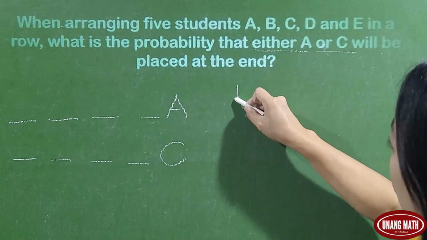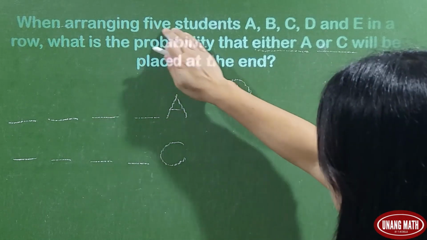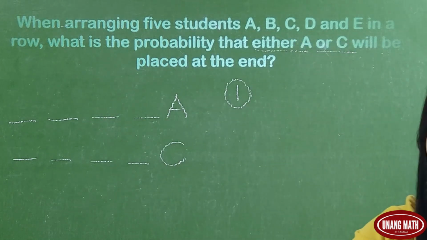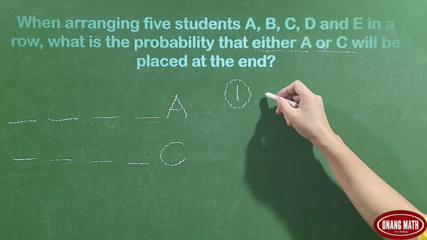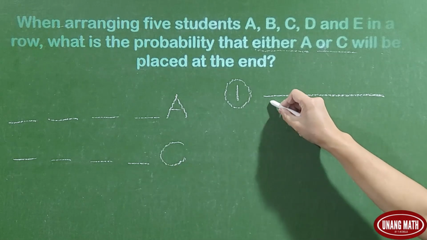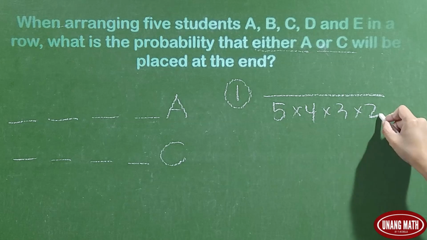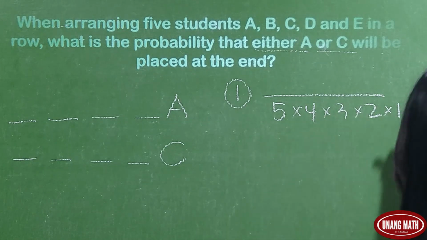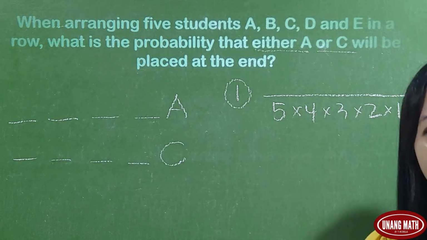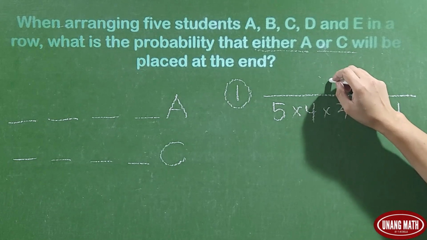So for our first probability, since we have 5 students, A, B, C, D, E, and we are going to arrange these 5 students in a row, that would be 5 times 4 times 3 times 2 times 1 for the total possible arrangements. What about the favorable outcomes?